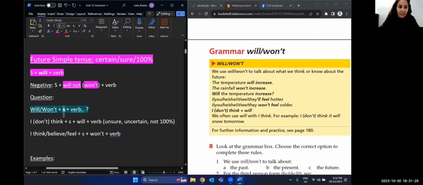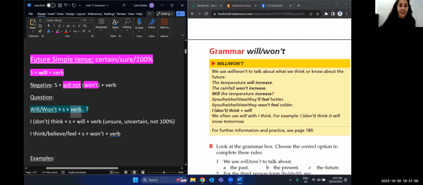And then you have the subject, and then the action. So for example, will you work tomorrow? Will you speak to Maria tomorrow? Will you buy that video game? Will you go to the beach tomorrow? Yeah, so don't forget the action. Will you go to the beach tomorrow?